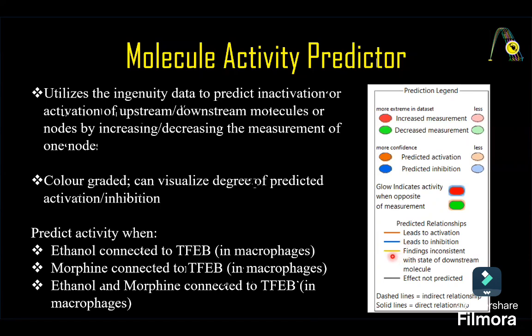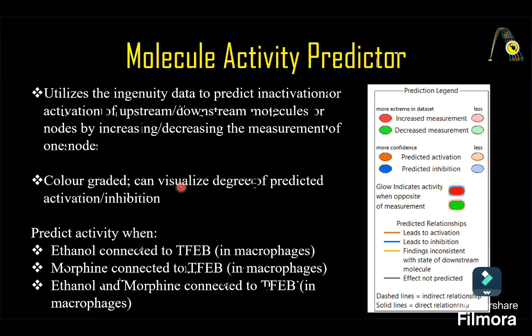If it's a yellow color like this, that means that the findings are inconsistent with the state of the downstream molecule. And if it's just gray, that means that there's no predicted effect. So using the ingenuity data, the publications that IPA has accumulated, the software is not able to make a prediction of whether or not there will be activation or inhibition, right? So that's basically what the symbols are.